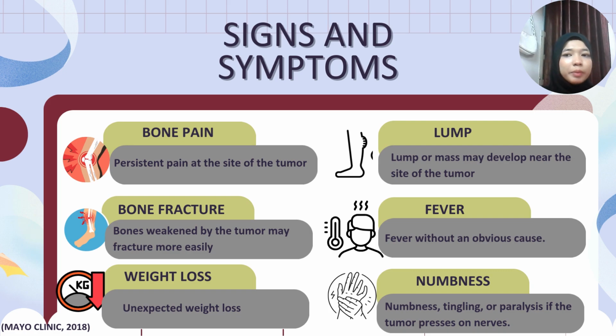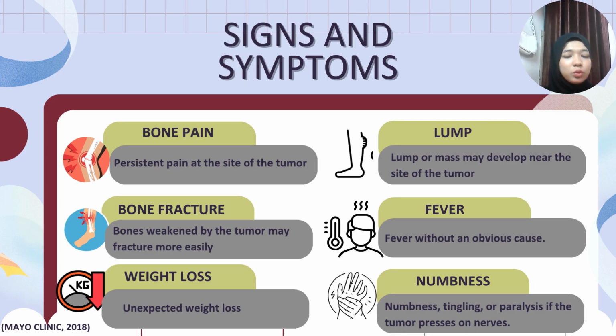Next is a palpable lump or mass that is usually found on the ribs, arms, or leg. Bone fracture is also a symptom for this disease. The tumor will weaken the affected bone, making it more prone to fractures. And next is a fever. Fever without an obvious cause or low-grade fever that persists and cannot be linked to infection is also a common symptom for this disease. Next is weight loss and poor appetite.